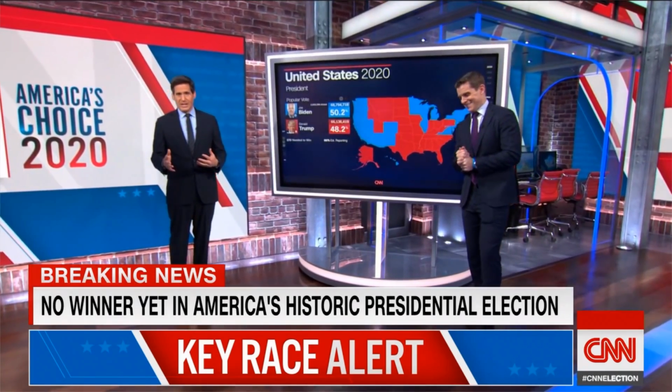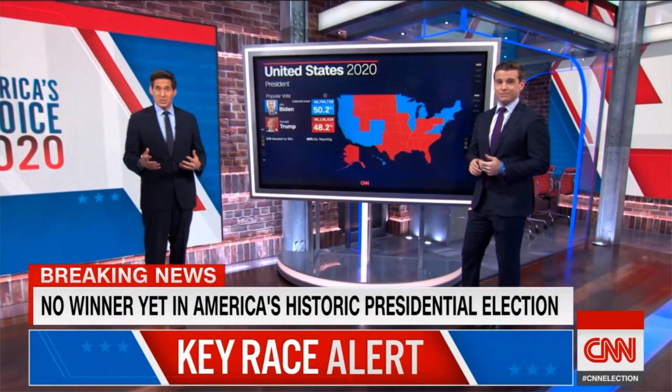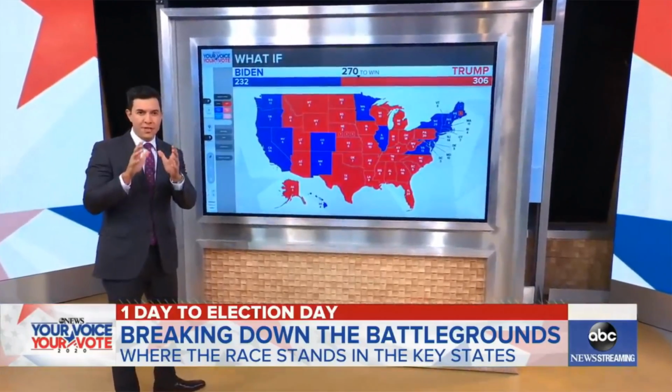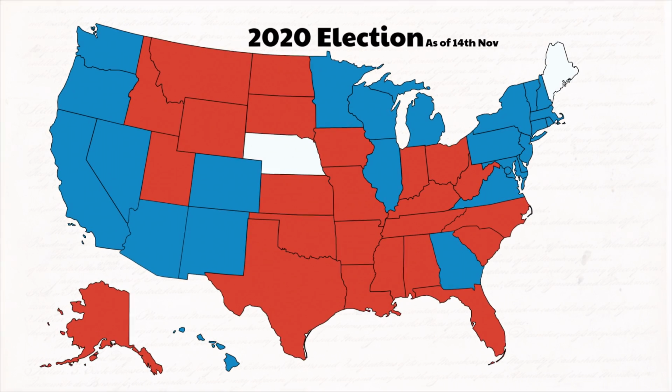If you've been watching the news lately, you've probably seen a map like this. A map of red states and blue states. Red means the state voted Republican and blue means the state voted Democrat. But this leaves out a lot. No state is actually all red or all blue.